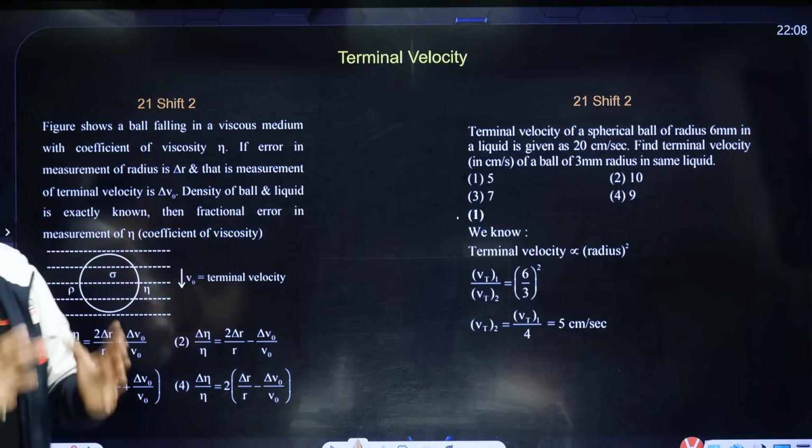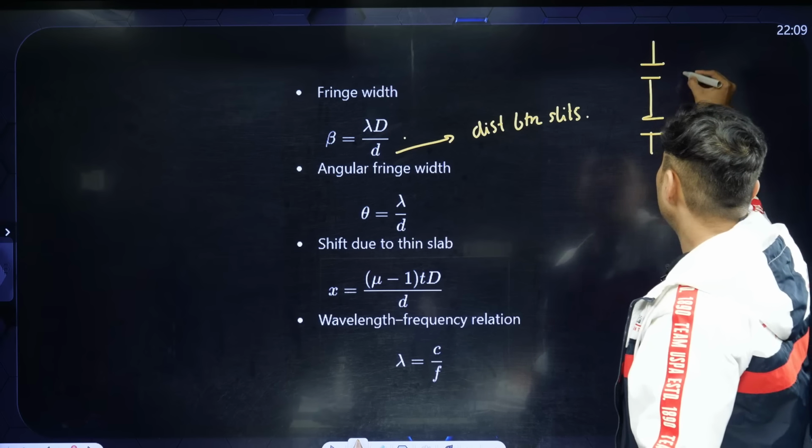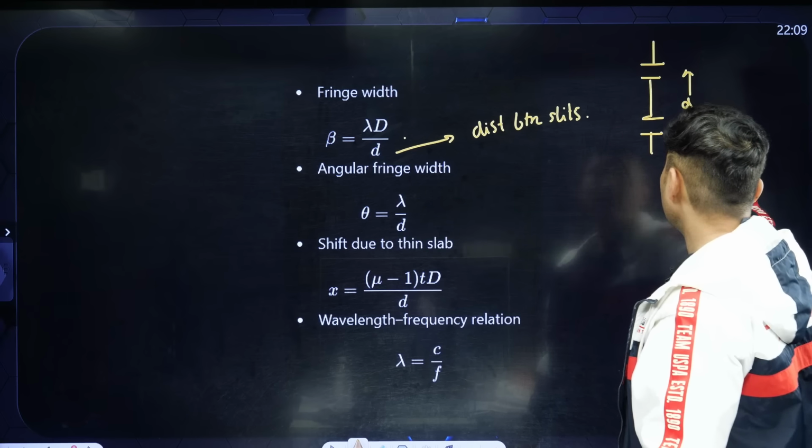First of all, fringe width is wavelength into distance from the slits to the screen, D, upon distance between the slits, d. Please remember this d is the distance between the slits. It has no effect on the width of the slit. Please understand. So this is one slit, this is another slit. This is basically your small d, and this is your capital D where your screen is. But this one is the width of the slit, and yes, the width of the slit affects the intensity of the light coming out from that particular slit. Keep that in mind.